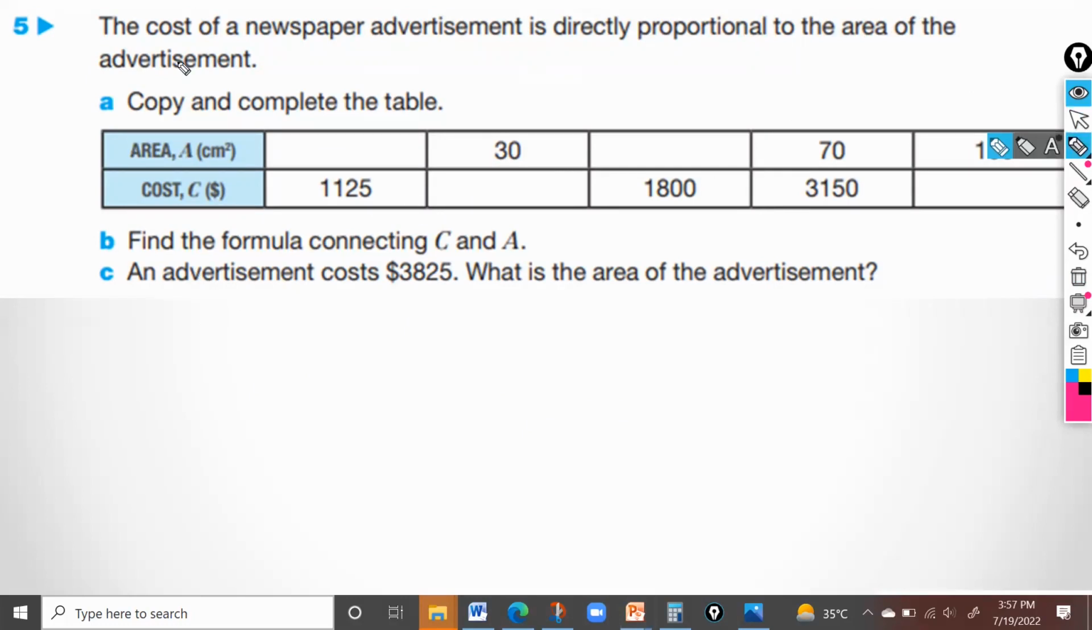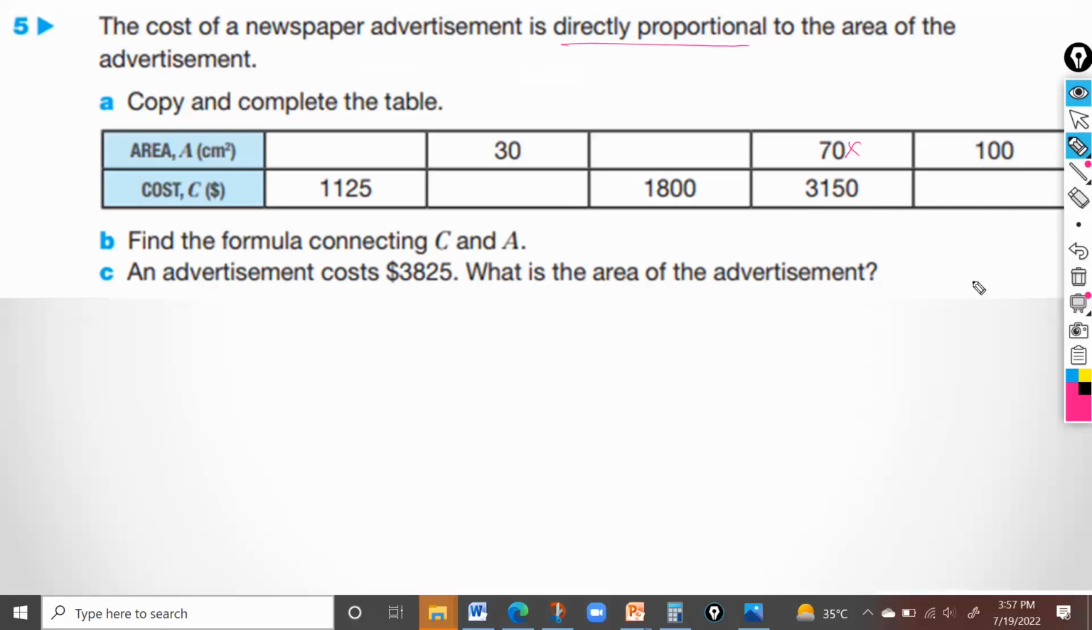Here, the cost of a newspaper advertisement is directly proportional to the area of advertisement. Copy and complete the table. As you know, this is directly proportional data. This means if we multiply the area with any number, we get the cost, given here 3,150. So we find a number. To find the number, you divide 3,150 by 70, you get the answer.